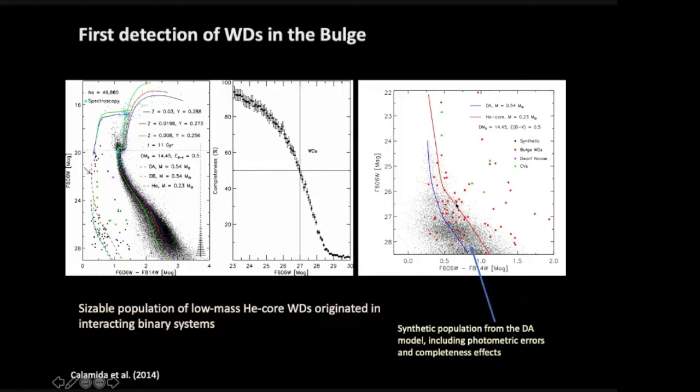The solid line is a white dwarf track of 0.23 solar masses, and this is the standard one of 0.54 solar masses. This is a simulation starting from the 0.54, including the photometric errors, which are big. You expect to see these clouds of points, but here you still have stars redder than the cloud of points that you expect from the photometric error. So probably there is a large fraction of very low mass helium core white dwarfs here in this field of the bulge.